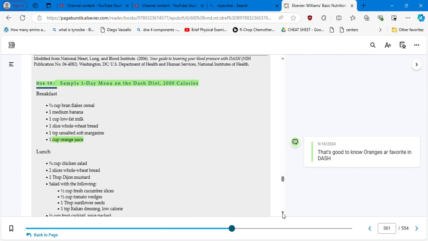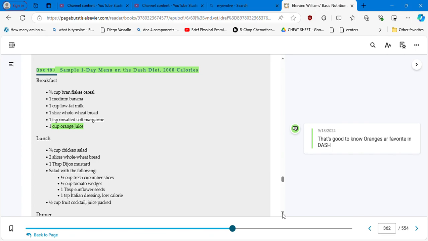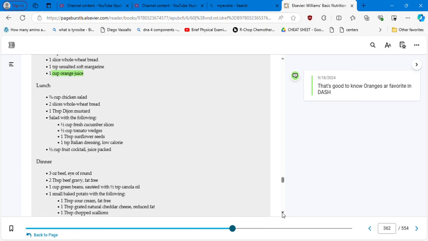But on top of that, the book is giving you a sample one-day menu on the DASH diet at 2000 calories. So you have your breakfast, you have your bran flakes, your medium banana, low-fat milk, and a cup of orange juice. Remember your orange juice, that's good to know, is a favorite in DASH. Think about it, it's citric, it's full of vitamin C. So if a patient has hypertension, there is a problem in the endothelium inside of the vessel. That's why macrophages are coming to attack the inflammation. And if you get vitamin C, you are going to somehow support that protection that the macrophages are trying to provide to the body. Okay, lunch.